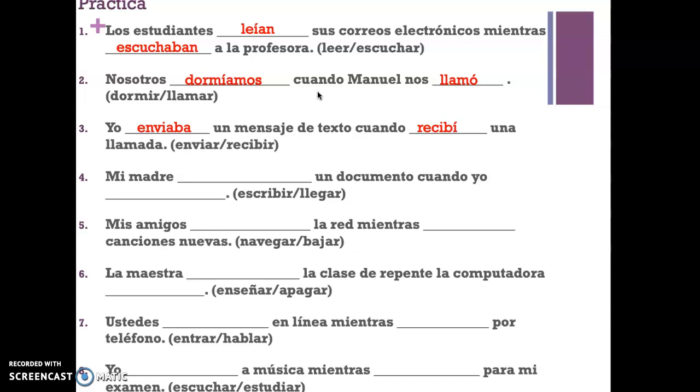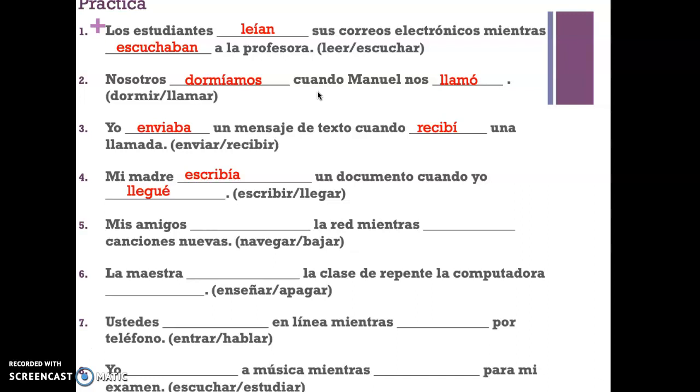Try number 4. Mi madre escribir un documento cuando yo llegar. My mom was writing a document when I arrived. She was in the middle of doing something when I arrived. She was doing an ongoing action, and I arrived once. You should have escribía un documento cuando yo llegué. Remember, that's a gar verb, and gar and dar verbs are irregular in the yo form.